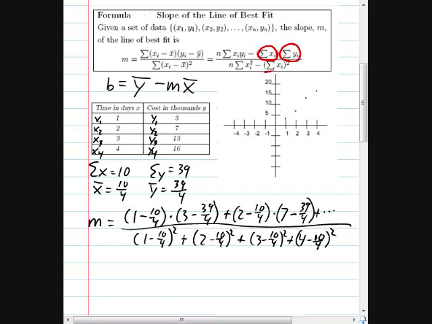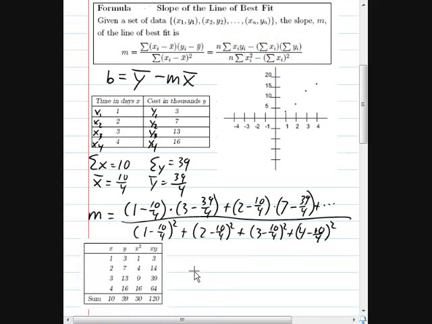You need to take the sum of the x's and square them. Well, if we know the sum of the x's, squaring them is easy. We need to find the sum of the x squareds, so that's some work we'll have to do. And we need to find the sum of the x's times the y's. The following table gives us all of this information.